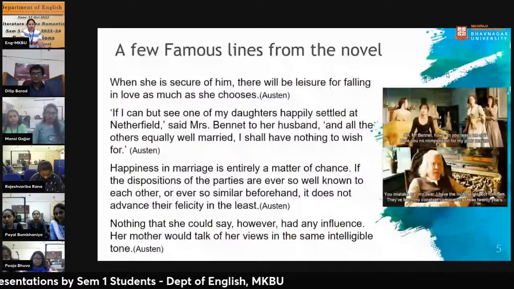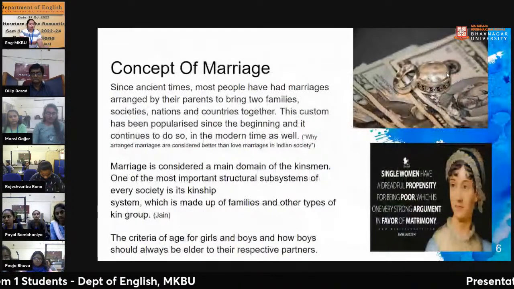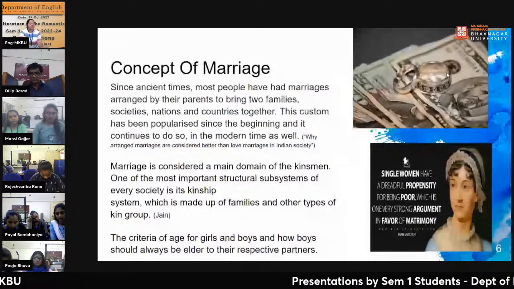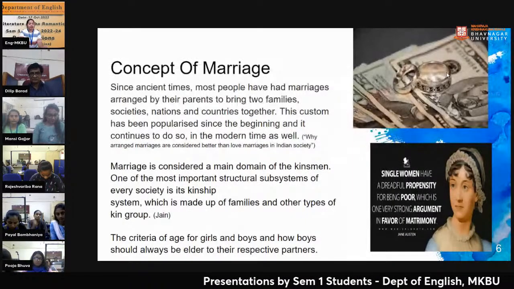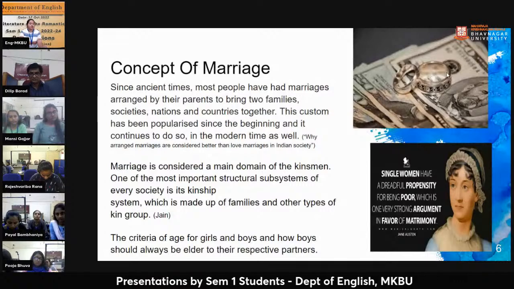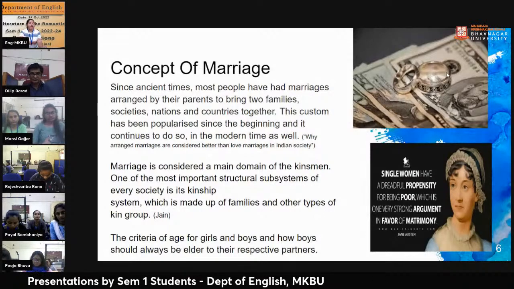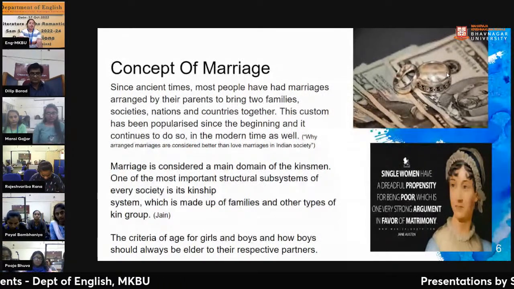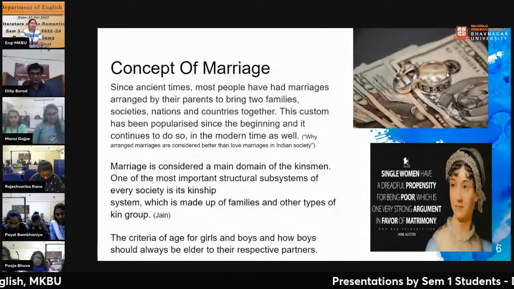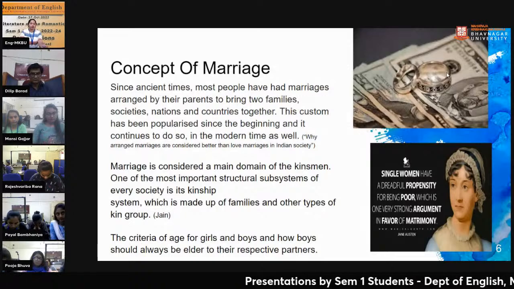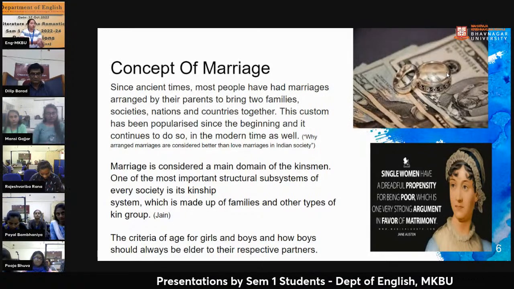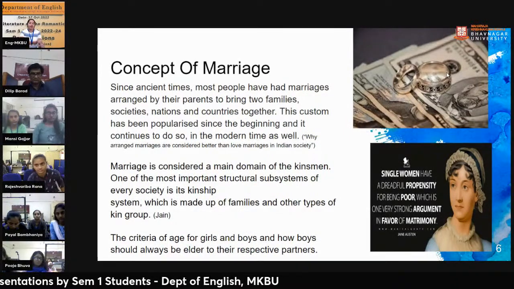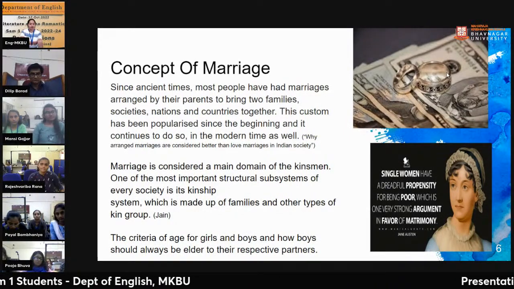Concept of marriage. Since ancient times, most people have had marriages arranged by their parents to bring two families, societies, nations, and countries together. This custom has been popularized since the beginning, and it continues in modern times as well. Marriage nowadays is more like an institution, like how we have schools and colleges and their rules and regulations and the uniformity of things. Even marriage somewhat now depicts such things.